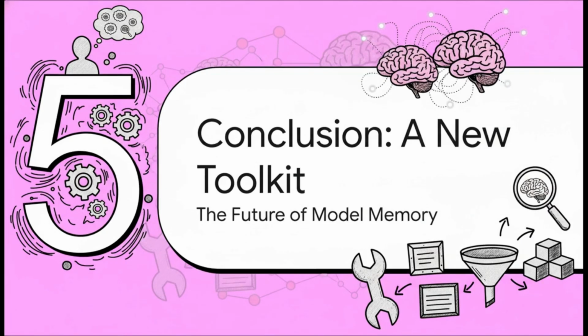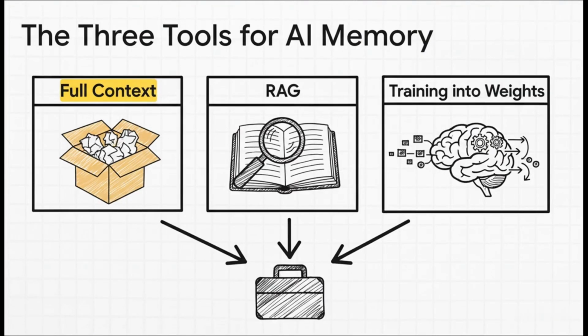So where does this all leave us? Well, we're clearly moving beyond a single, one-size-fits-all approach to AI memory. We're moving into an era where we have a sophisticated, specialized toolkit. Today, we've basically broken down 3 distinct tools for giving an AI new knowledge. You've got stuffing the context window, which is the quick and dirty method for small one-off tasks.